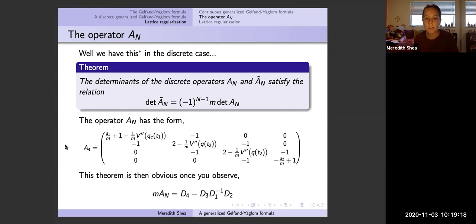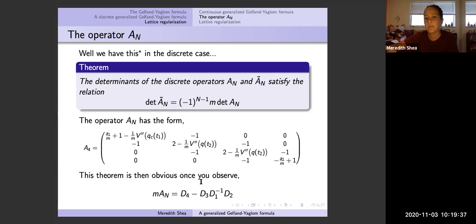You get an extra m from the dimensions of the matrix, and that's where this m comes from. So that was the discrete version of A_n. We had to introduce this.